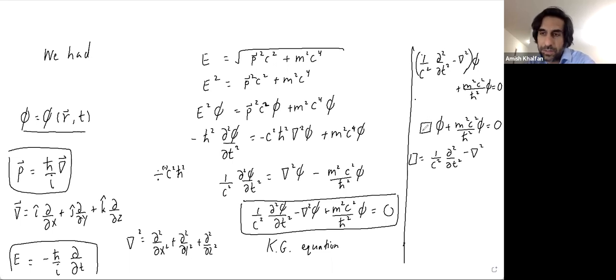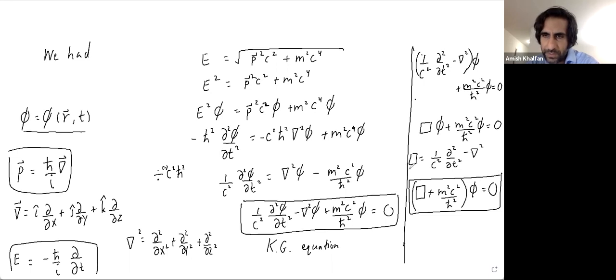Derivatives are linear operators. And then we can also say, if we factor out phi, box plus m squared c squared over h bar squared acting on phi is 0. That's another way of writing the Klein-Gordon equation. The box operator here is also known as the d'Alembert operator.